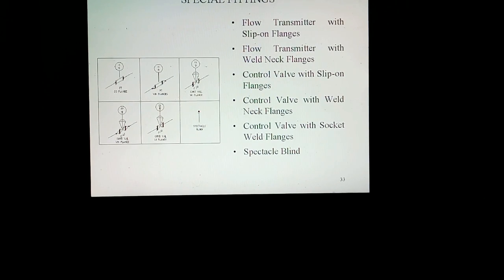Special fittings: when you click on this, it offers six options through an icon menu. Flow transmitter with slip-on flanges. Flow transmitter with weld neck flanges. Controller special valve with slip-on flanges. Controller special valve with weld neck flanges. Controller special valve with socket weld flanges. Spectacle blind.